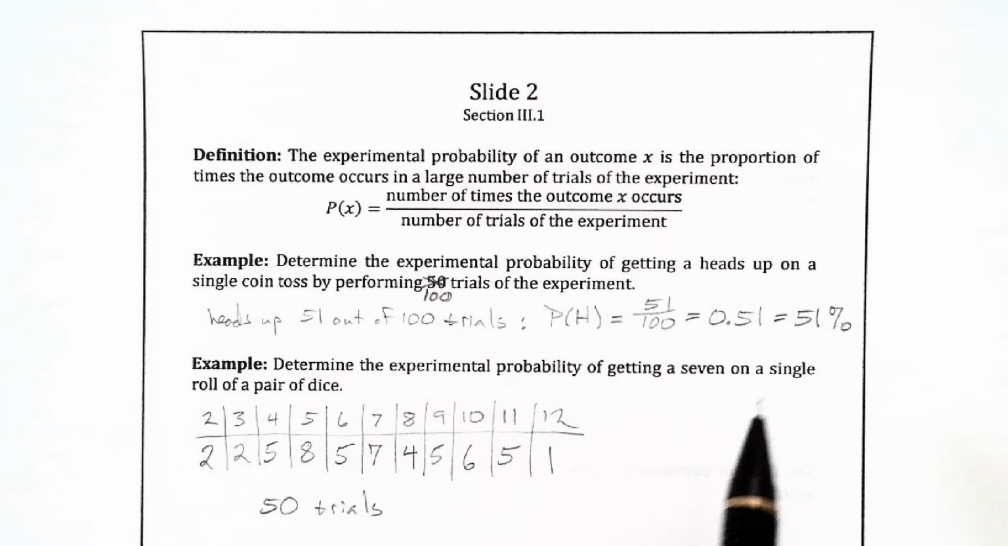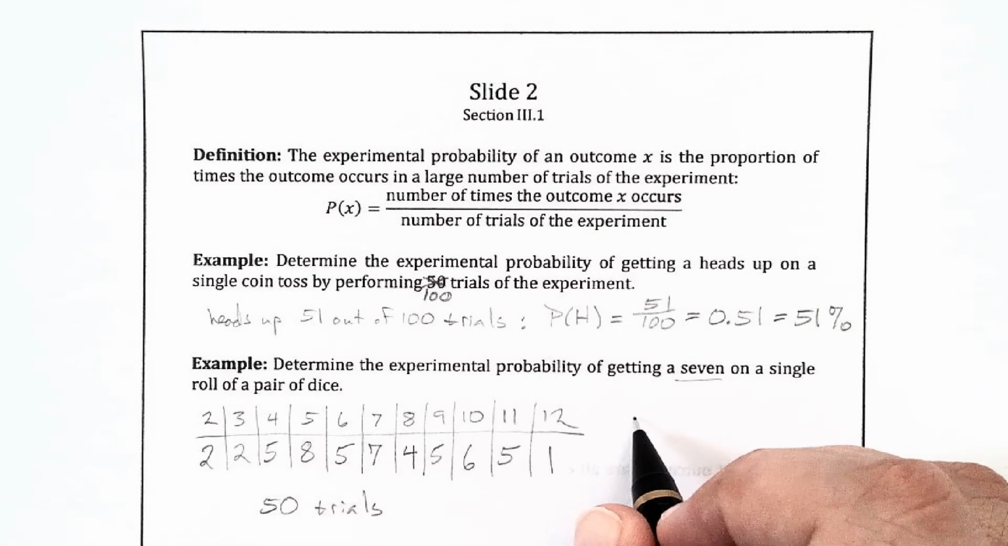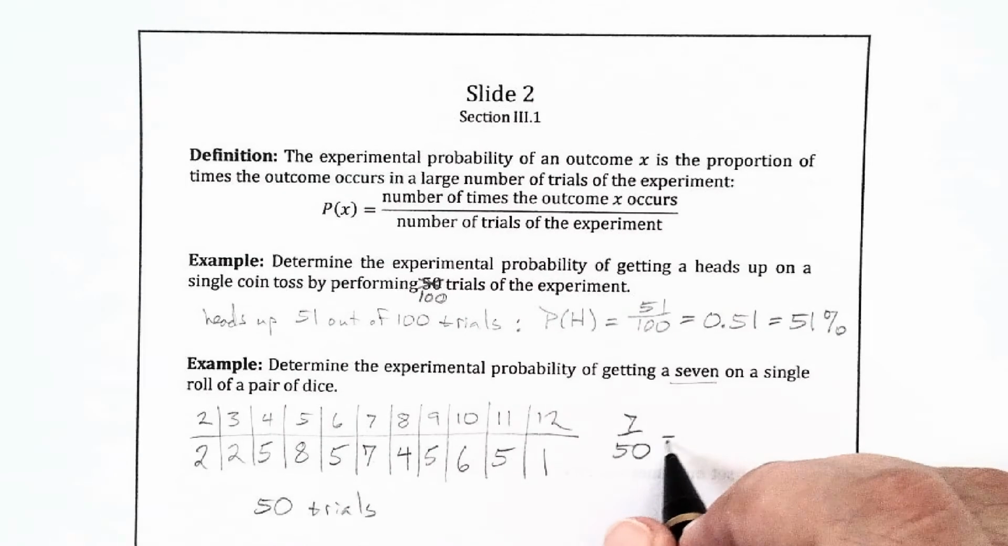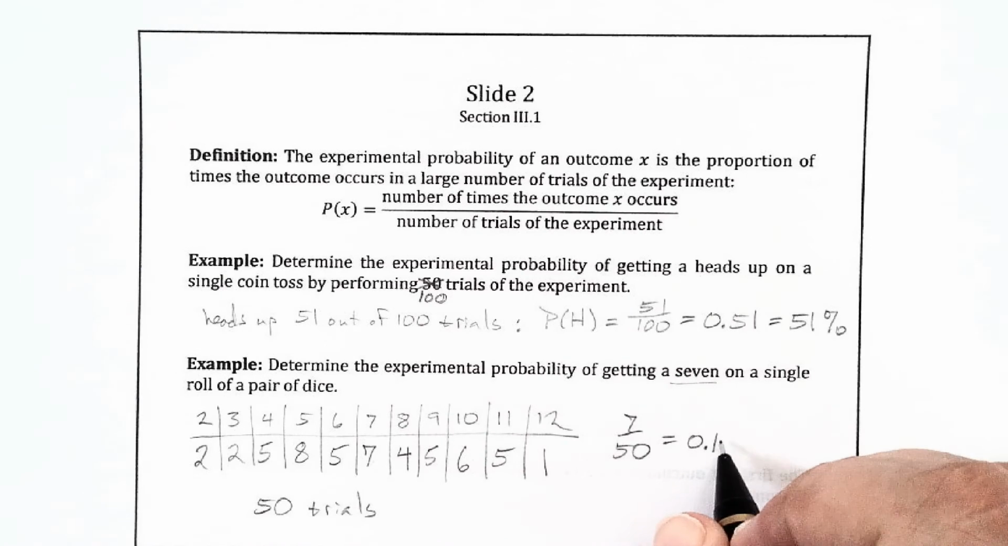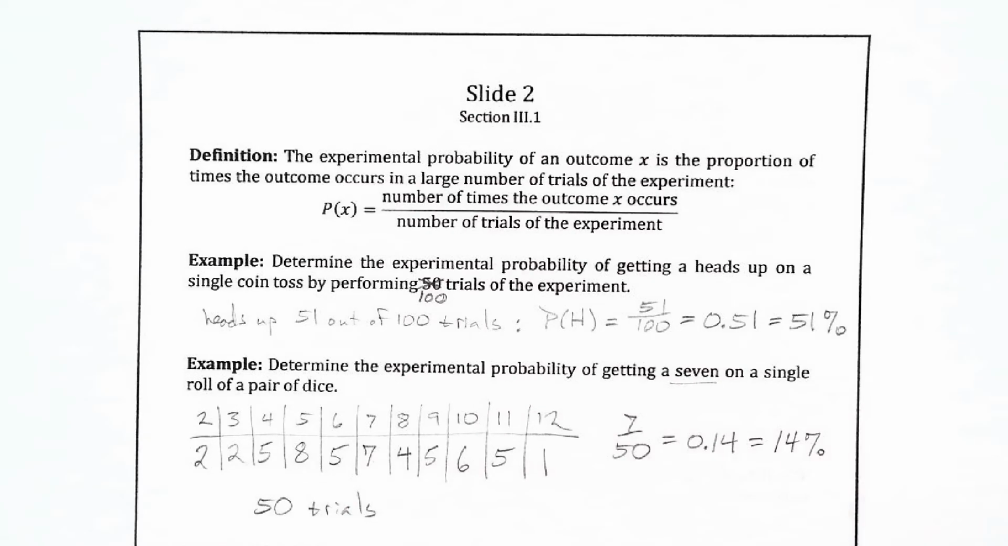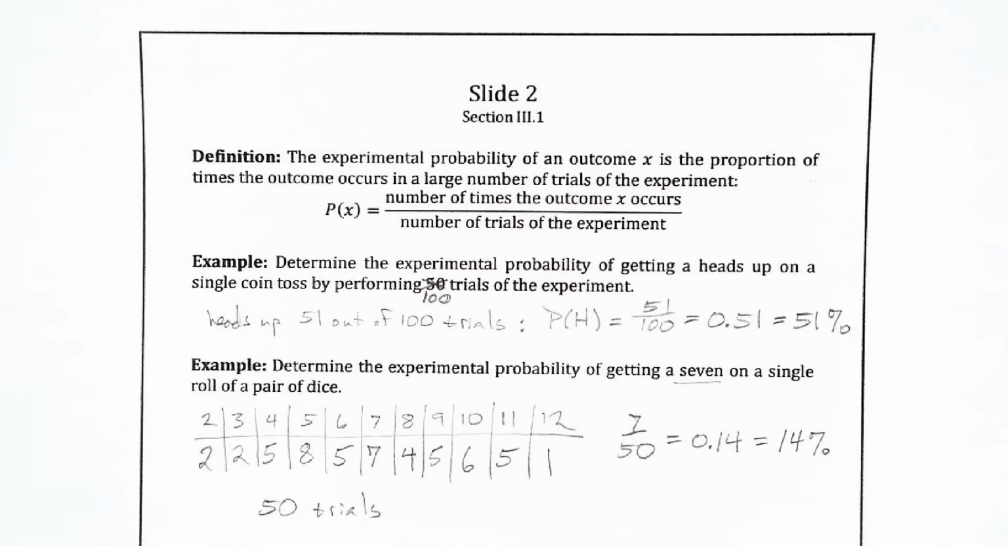And we're trying to figure out how likely are we to get a 7 on the single roll. And they got a 7, it happened to be 7 times. So that's 7 out of 50. Which we could write as 0.14 or as 14%. So according to this experiment, you have a 14% chance of getting a 7 on a roll of 2 dice. Now, I'll mention that they were surprised by a couple of things here, because this was not as accurate as they thought it would be.